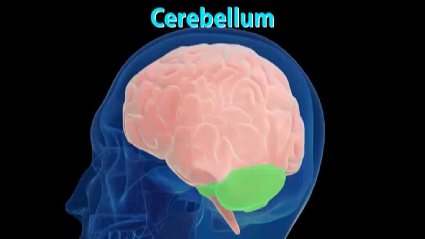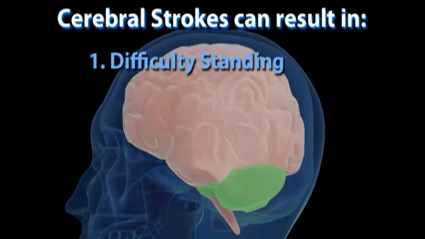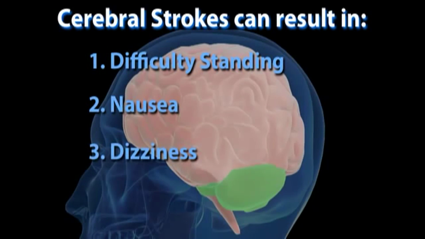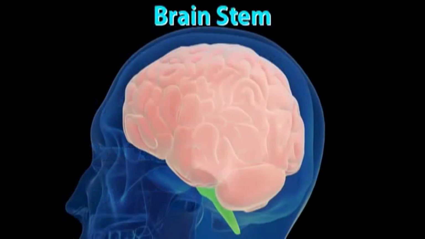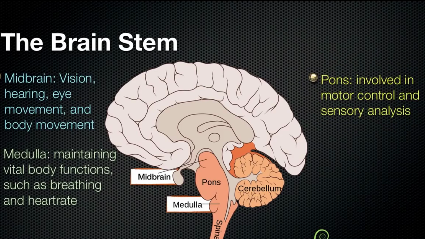A stroke that occurs in the cerebellum affects reflexes and balance. Cerebellar strokes can result in difficulty standing, nausea, dizziness, and even vomiting. The most physically devastating of strokes are those that occur in the brainstem. The brainstem is responsible for all involuntary function of the body, like blood pressure, heartbeat, and breathing. Damage to this area may require life support. Brainstem strokes can also lead to problems of hearing, talking, and swallowing.